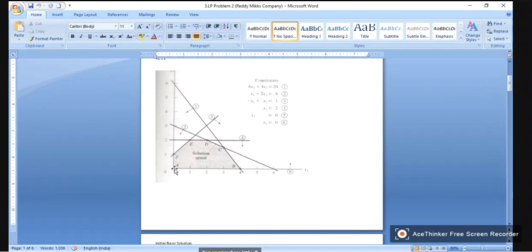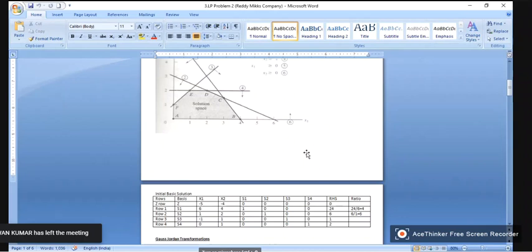So first table is at this point. So at this point in the table, x1 was non-basic, it was 0, x2 was 0. At this point, x1 has got some value, x2 was 0. Now here x1 has got some value, x2 has got some value.